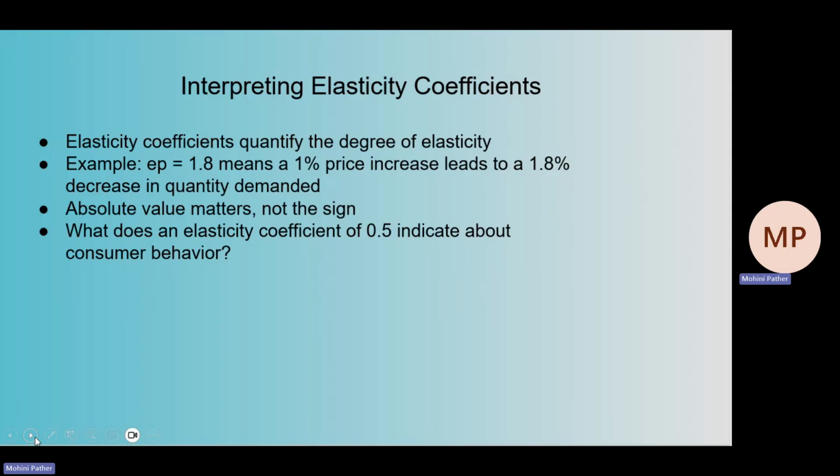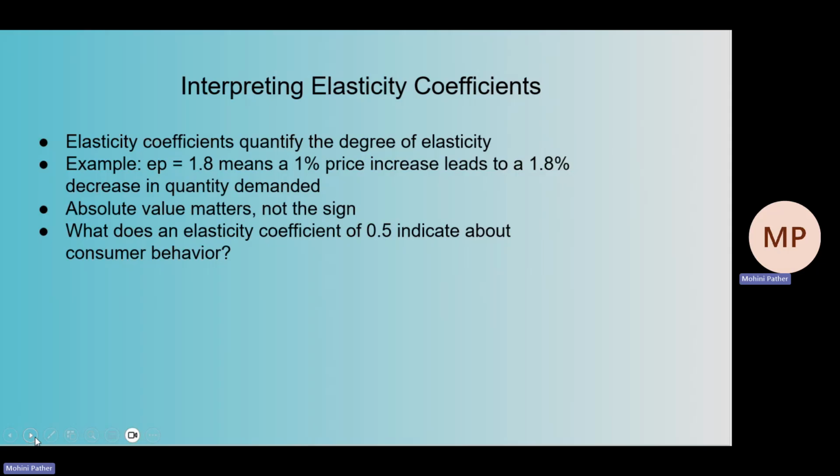So when we're talking about interpreting these different elasticity coefficients, which is the result of the formula inputs, for example, if we get an elasticity coefficient of 1.8, that means that a 1% price change leads to a 1.8% decrease in the quantity demanded. So these are absolute values. We're not concerned with any negative signs. I've mentioned that once or twice before, but again, it's the 1.8 we're concerned with.